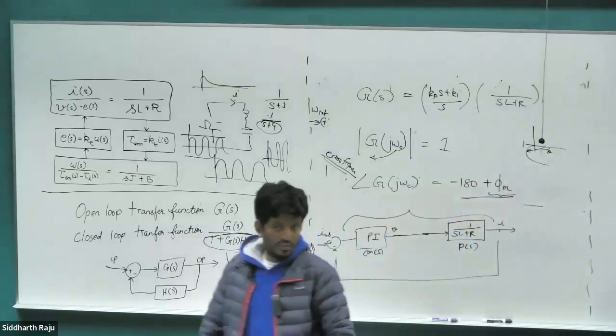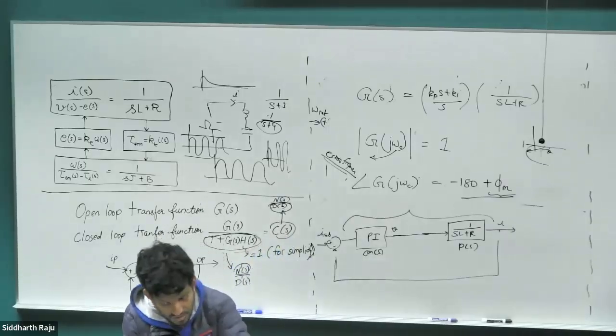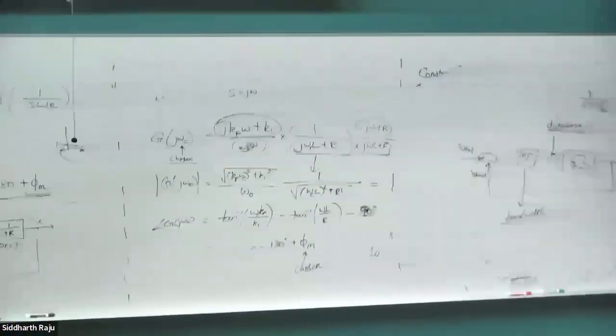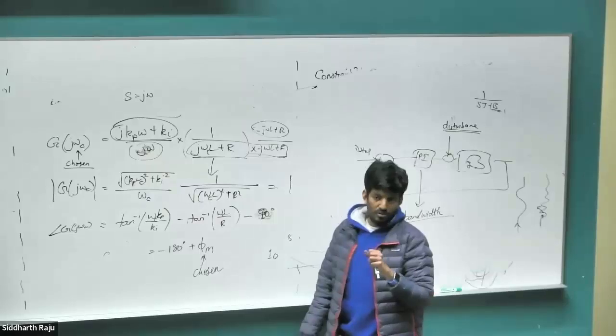Any other questions? Yep, sorry, John. I'm just confused where the minus 90 degrees came from. Minus 90 comes from this angle of j omega on the denominator. Okay, got it, thank you.